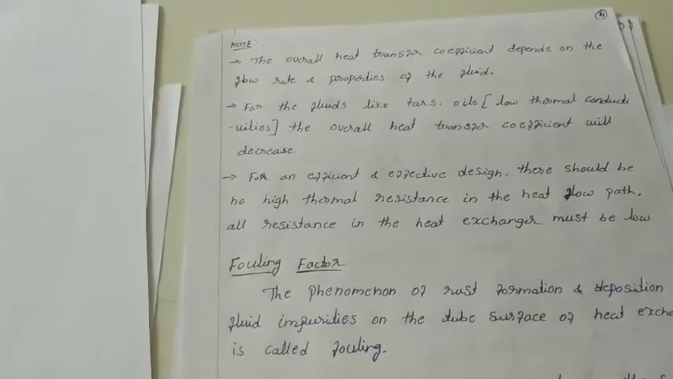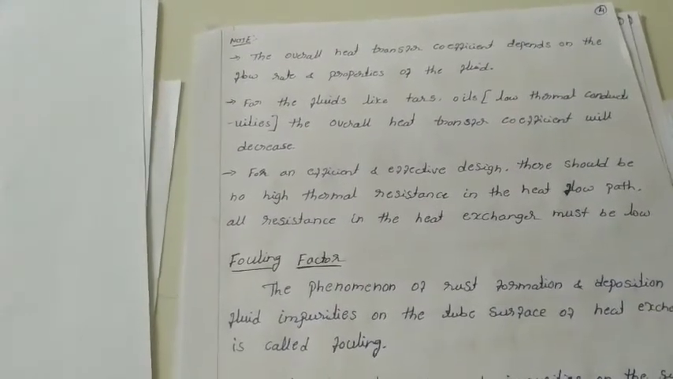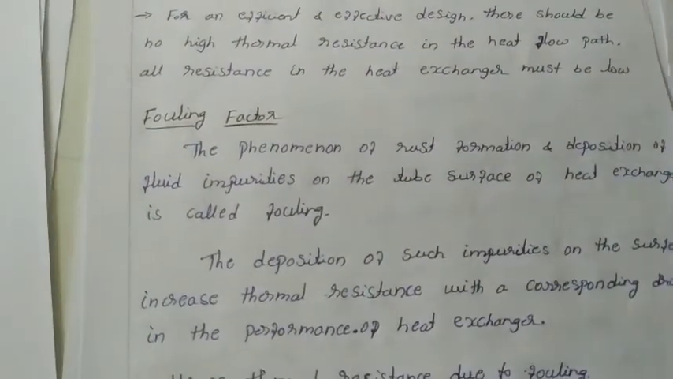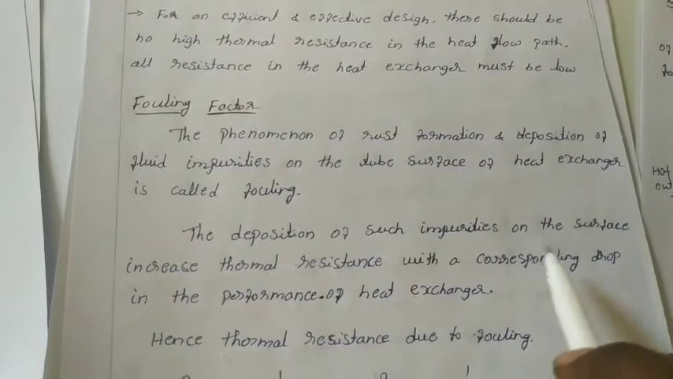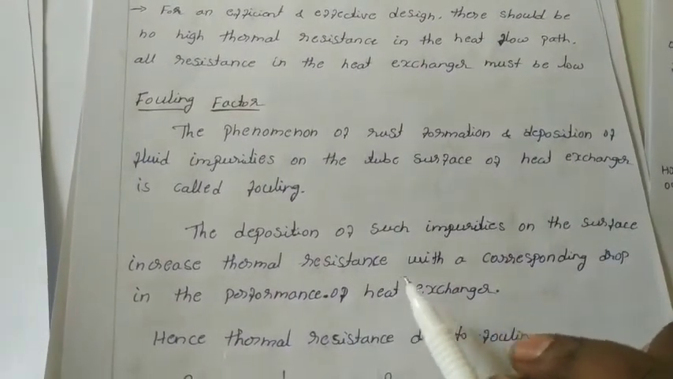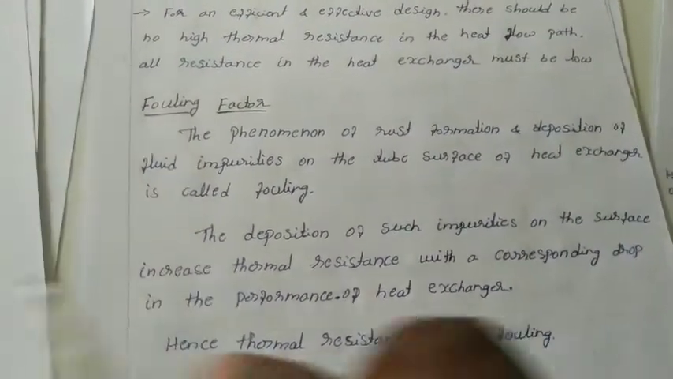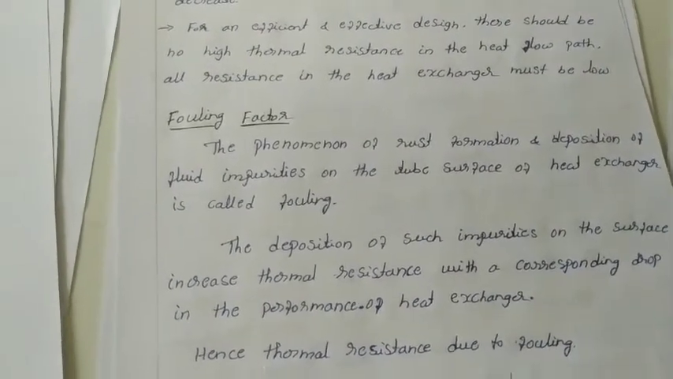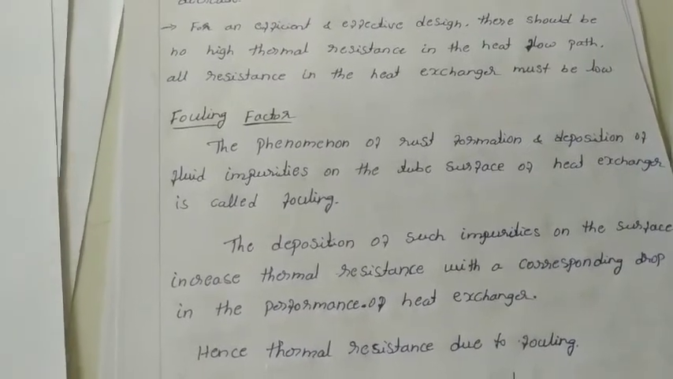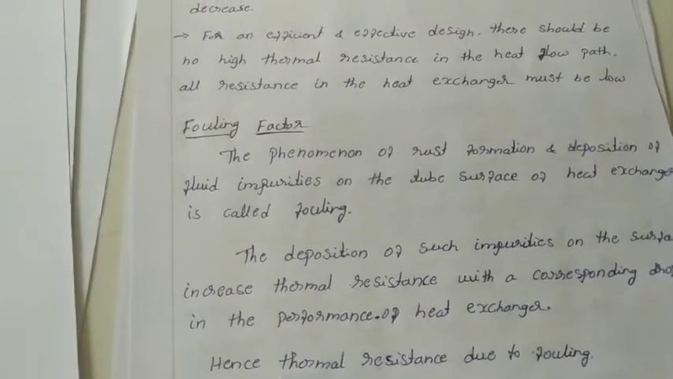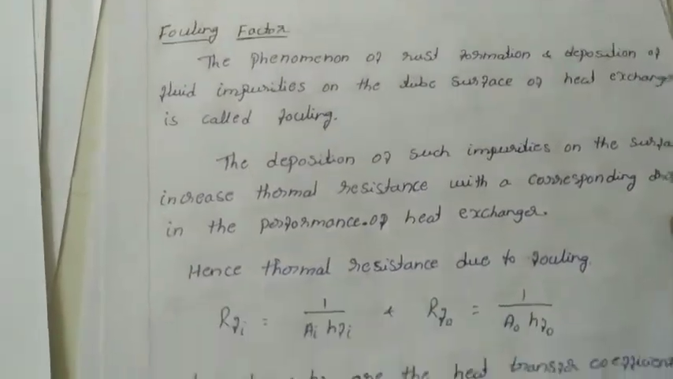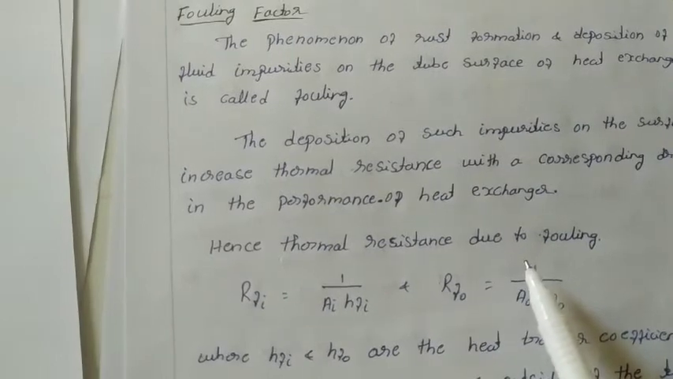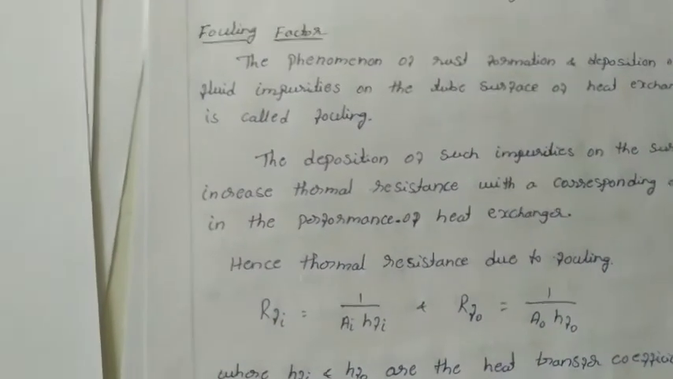So due to the fouling, the rate of heat transfer decreases. The deposition of such impurities on the surface increases the thermal resistance, corresponding to a drop in performance of the heat exchanger. Automatically, if the impurities offer a resistance, the resistance increases, and the effectiveness and efficiency of the heat exchanger decrease. So hence the thermal resistance due to the fouling. How to identify this? It is also a type of fluid, not a solid.